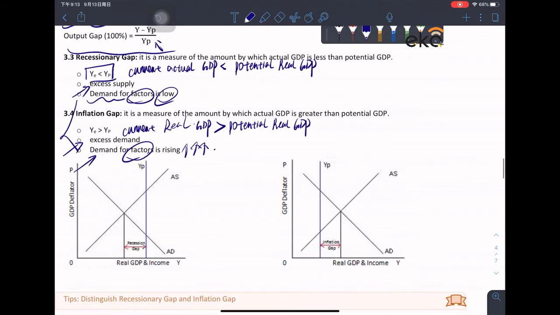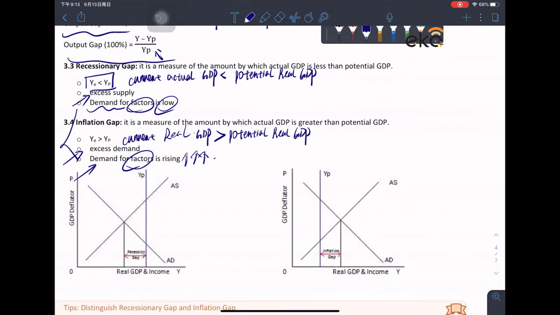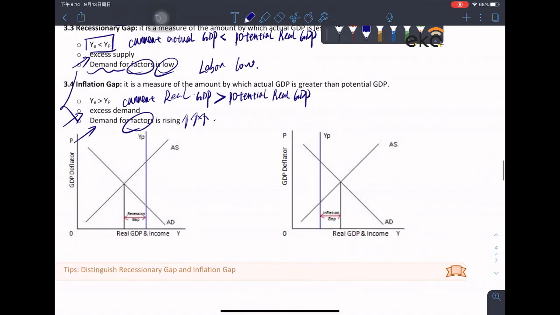When we are in the recessionary gap, we already have excess supply, which means our inventory is building up, so we want to produce less. That's why our demand for factors is low: our demand for labor is low, and our demand for raw materials is low. Next, in an inflation gap, we have an excess demand for our products. Therefore, our inventory is decreasing and we want to produce more. So our demand for production factors like labor and raw materials is increasing.